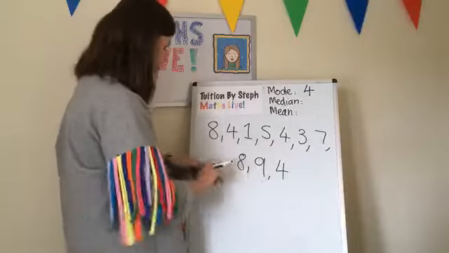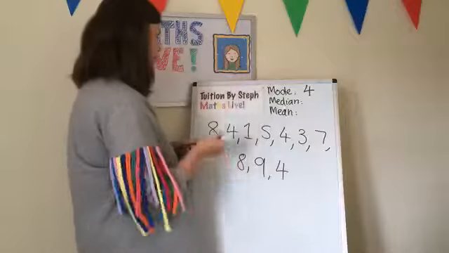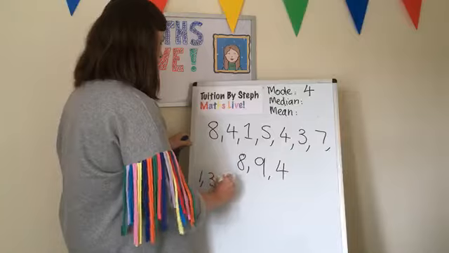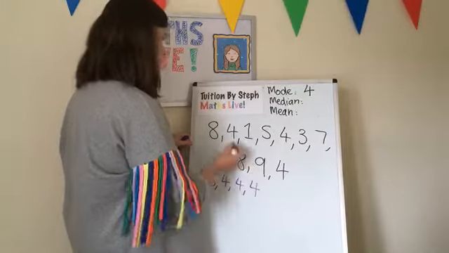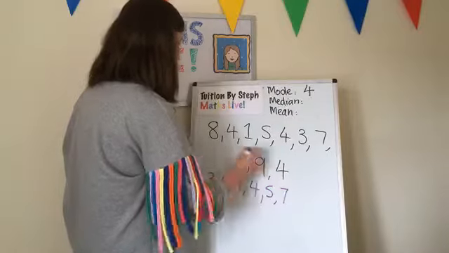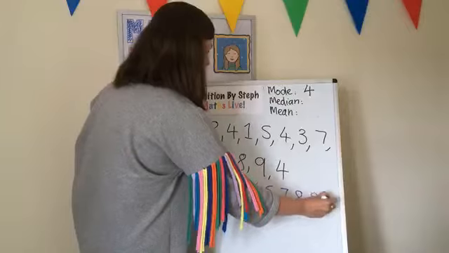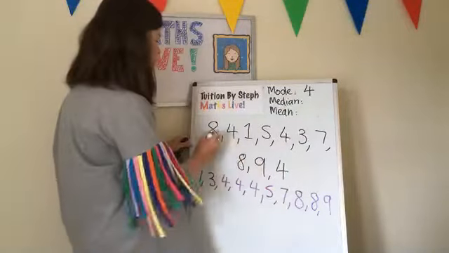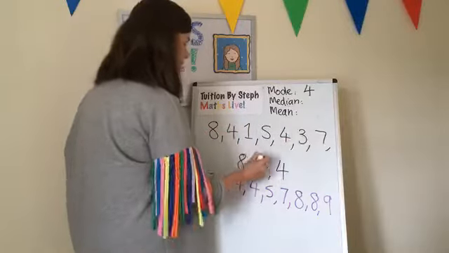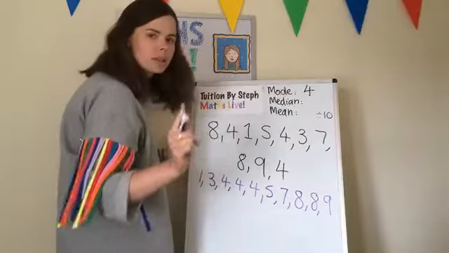Median. Right, I've got to put all these numbers in order to find the middle number. So we've got 1, 3, 4, 4, 4, 5, no 6s, 7, and then 8, 2 8s, and then 9. And I'm going to check it, remember? So 1, 2, 3, 4, 5, 6, 7, 8, 9, 10. I'll remember that when I'm doing the mean. 10. So, median.